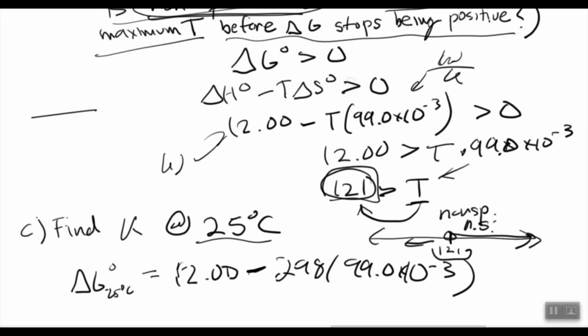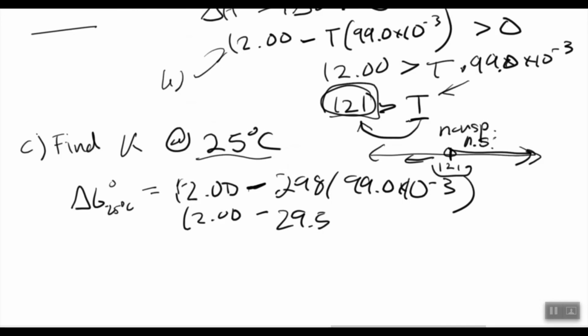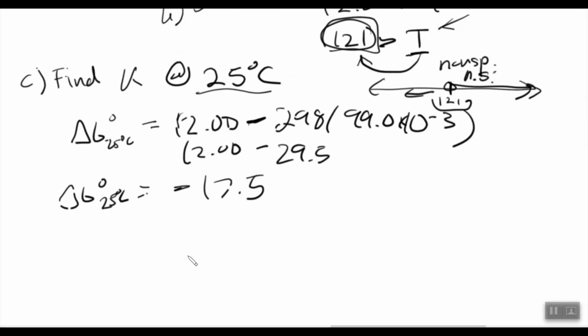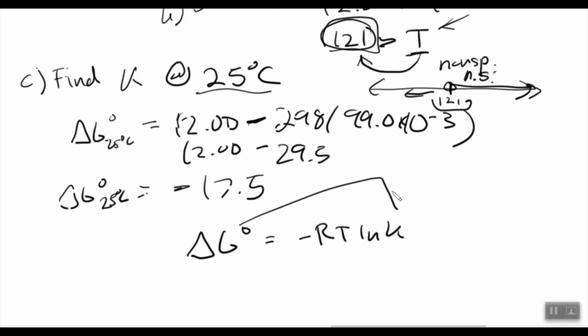Doing the math, let's simplify to make sure our sig figs don't go wrong. 298 times 99.0 times 10 to the negative 3, I get 29.5. 12 minus 29.5, I get negative 17.5, which is equal to ΔG⁰ at 25 degrees Celsius. Now we can use this equation: ΔG⁰ is equal to negative RT ln K. And remember how I said that these have to be at the same temperature? Well, we did it. Now we just have to solve it.